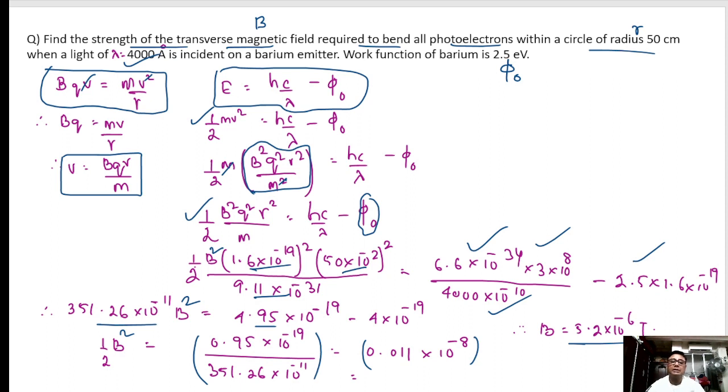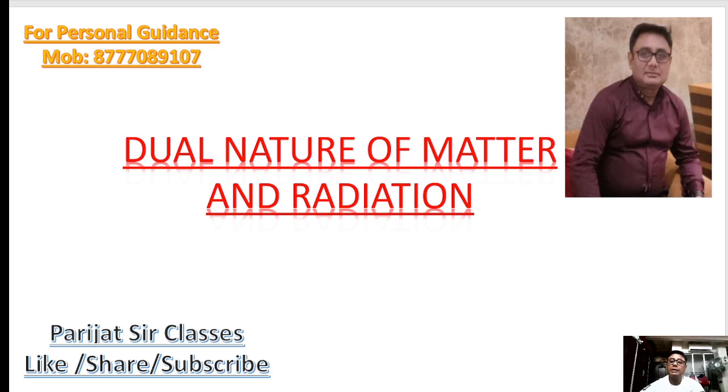of 50 centimeter. So friends, with this I have completed the discussion of the dual nature of light, and I hope you have understood it. We have discussed the dual nature of light, and we have also discussed a lot of numericals, concepts, theorems. I have tried to cover the maximum variety of numericals based on this chapter. It's a very, very important chapter of class 12.